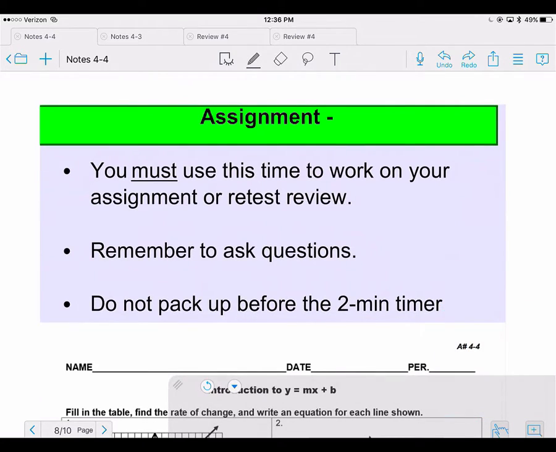Okay, so you have the rest of class to work on your assignment. You must use this time on your assignment. We're not worrying about this. Remember to ask questions. Do not pack up until 2 minutes before the bell, or if you finish early, you may pack up and sit quietly.